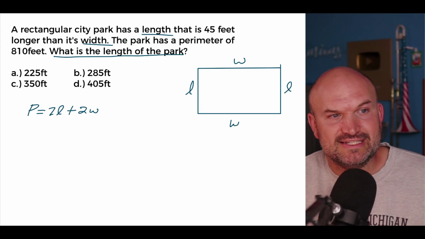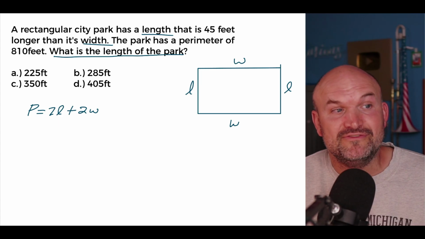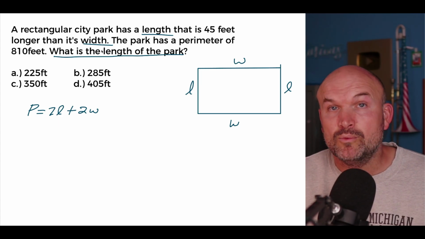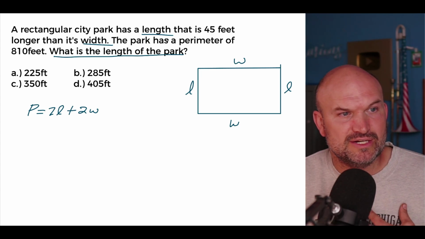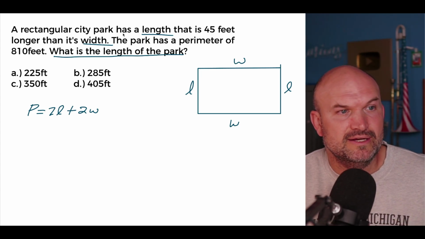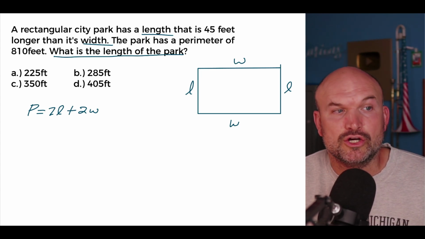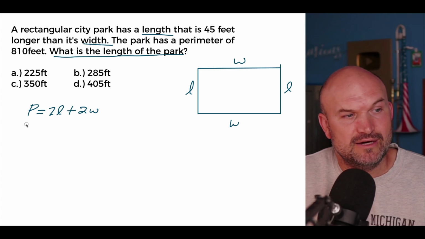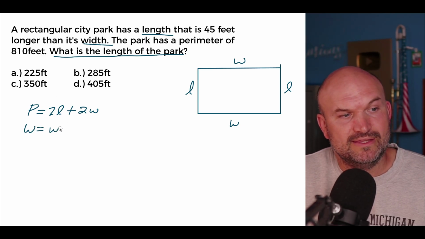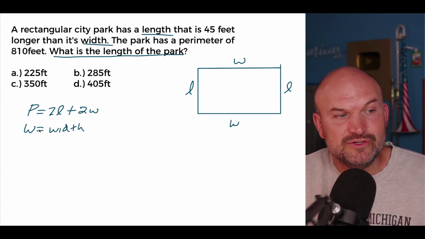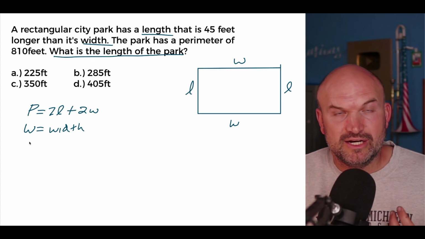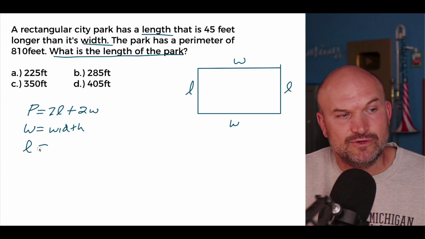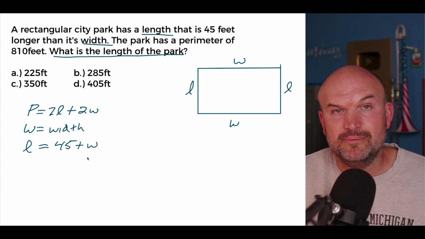The important thing that it says here is the length is 45 feet longer than the width. You always want to start with the shorter one. So let's see, the length is 45 feet longer than the width. If I say W equals the width, now you could say L equals the length, but another thing you could also do is say the length is going to equal 45 plus W.